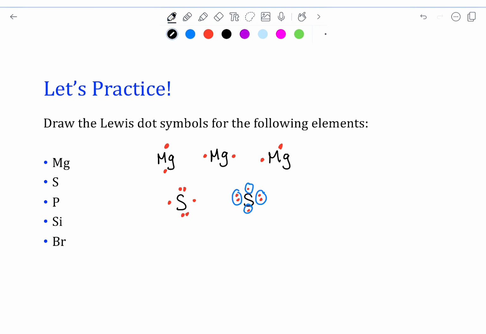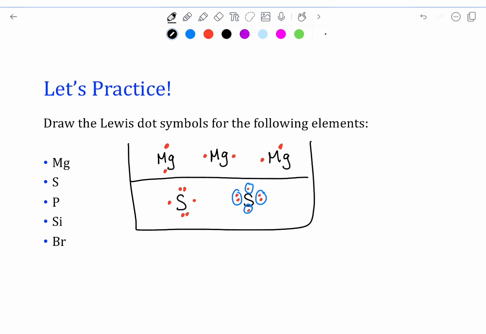Okay, let's try phosphorus. Let's do phosphorus over here. So phosphorus is P. It is a non-metal. It is element number 15 and comes from group 5A. So it has 5 valence electrons.